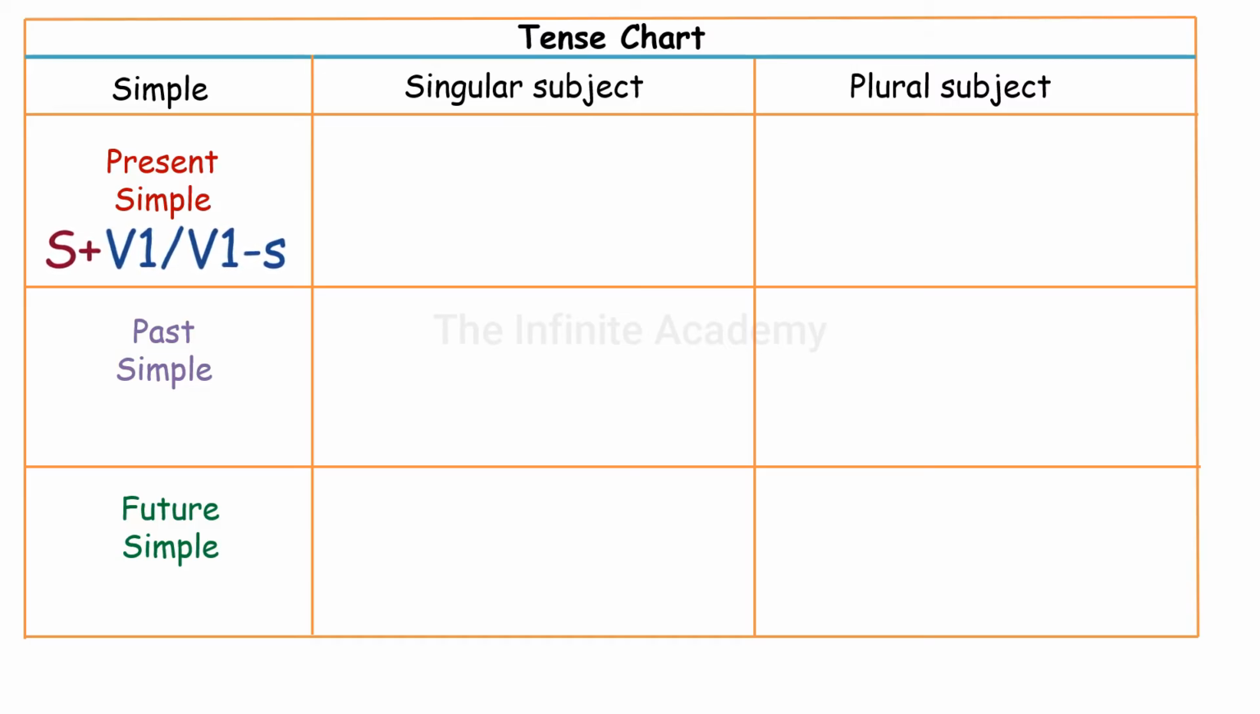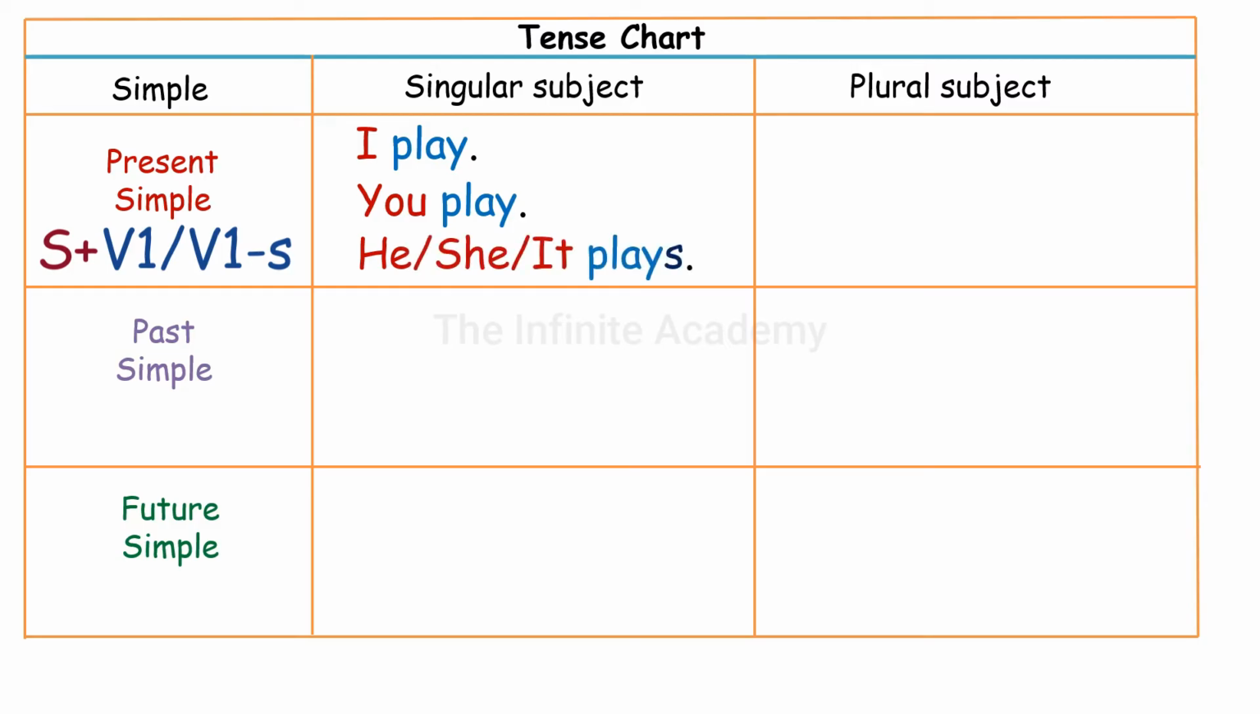The rule is like this for the sentences in present simple form. Subject plus verb 1 or verb in its base form with S. Look at the sentences now. I play, you play, he, she or it plays. We play, you play, they play.